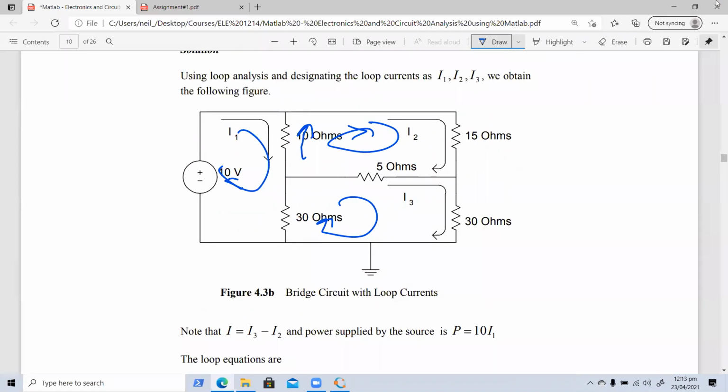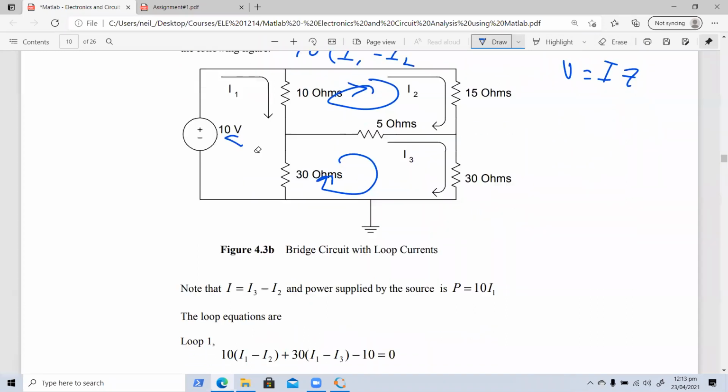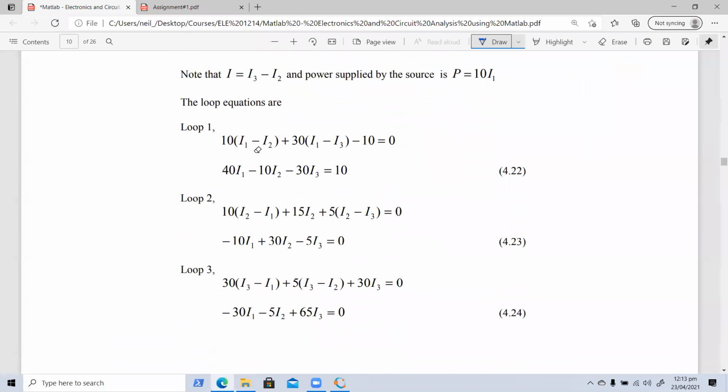So in your 10 ohm resistor here, you're going to have 10 ohms times, because V is equal to IR, or V is equal to IZ, where V is a complex variable when you're dealing with impedance. So this here would be your I1 minus I2, and so on, developing your loop analysis equations. And you see the numbers here are much simpler: 10, 4, 40, and 30, instead of 0 point whatever. So the numbers are better. That's why I like loop analysis more.